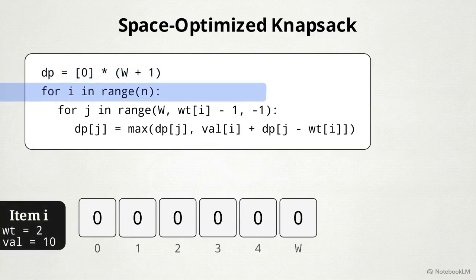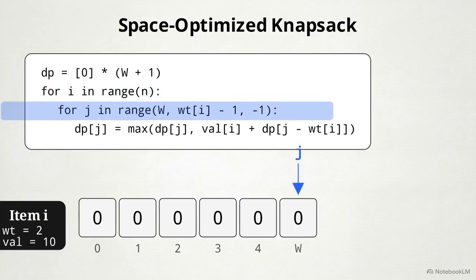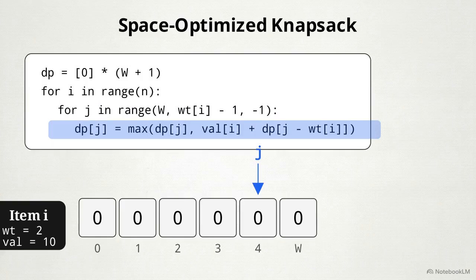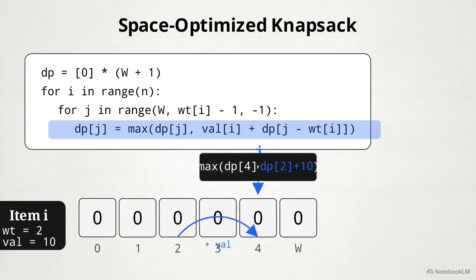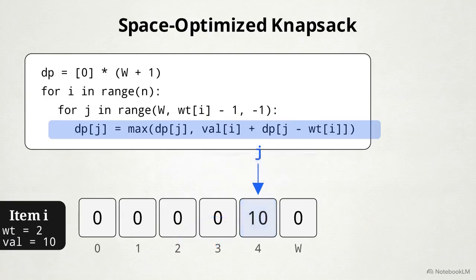The outer loop iterates forward through each item. Inside that, our critical inner loop starts at W and stops just before the item's weight, stepping backward to execute the reverse traversal. Inside that inner loop sits our single update line. The array overwrites itself at index J only if picking the current item yields a higher value than keeping the existing state.